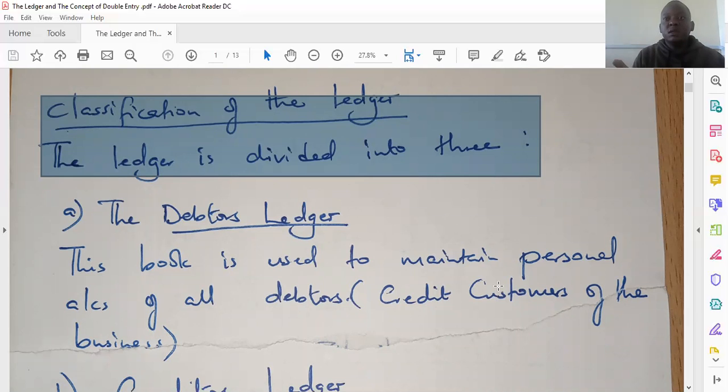Unlike in small organizations where the transactions may be few, there may be no need to divide the ledger into different parts. But in big organizations, so as to achieve a lot within a short period of time, it becomes necessary to split the ledger into three, such that one person works on one ledger, another person works on another ledger, and another person works on another ledger. That way it's easier to record the transactions in the ledger. So we have three divisions of the ledger.